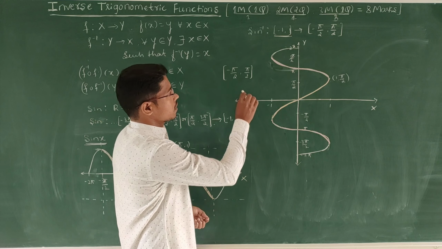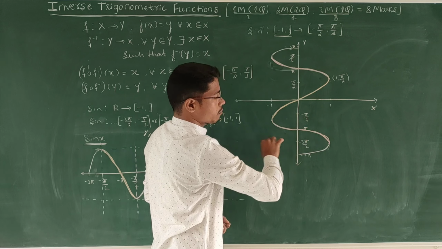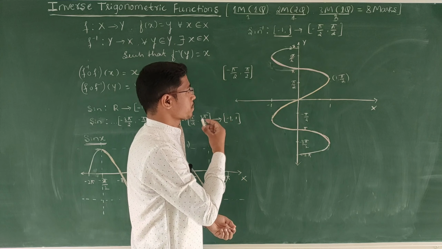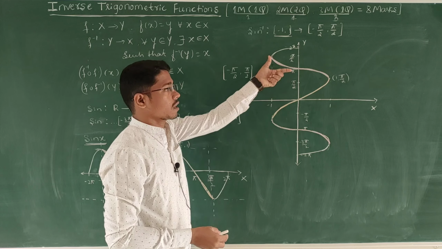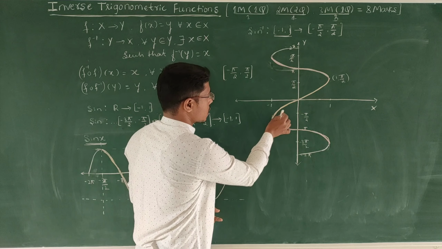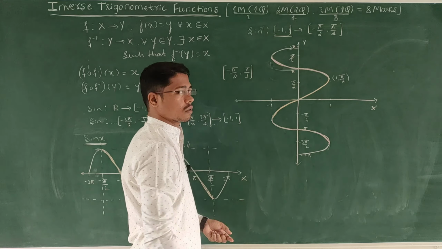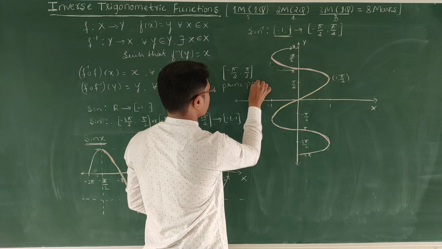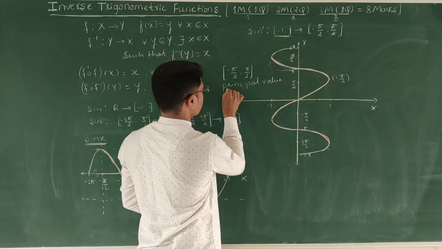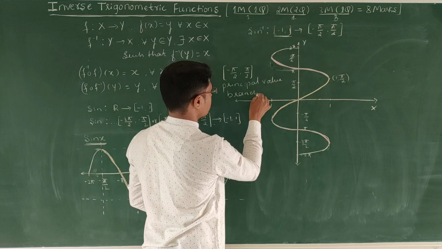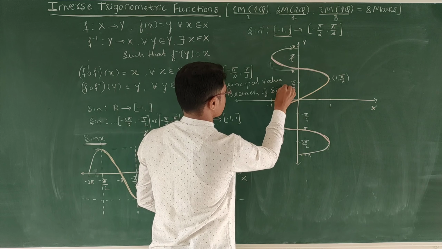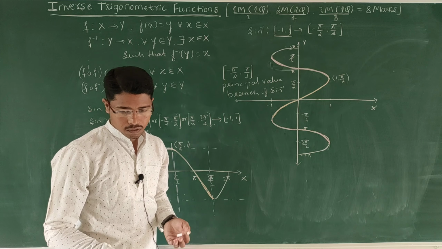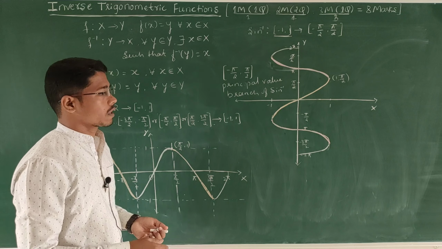Now see, you can draw any line above and below the x-axis. It will meet the graph at only one point, therefore it becomes invertible, and this is the graph of the sine inverse function. So this interval, minus pi by 2 to pi by 2, is called the principal value branch of sine inverse. And other regions have different names.